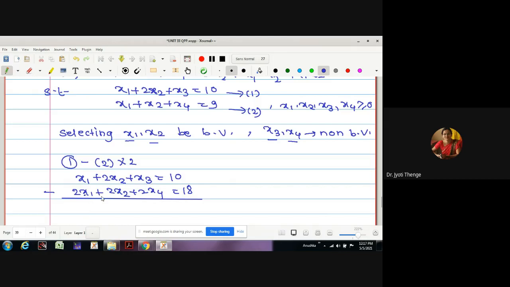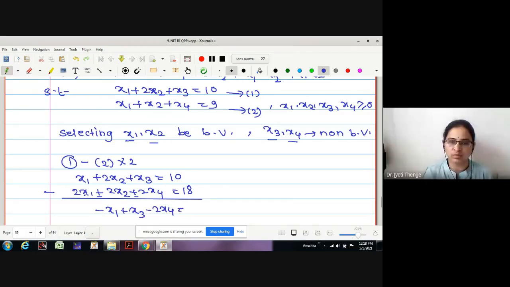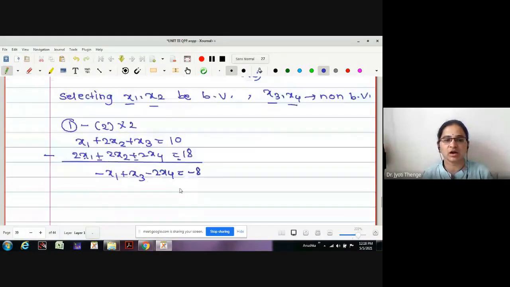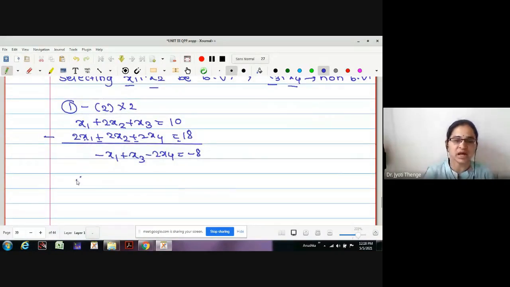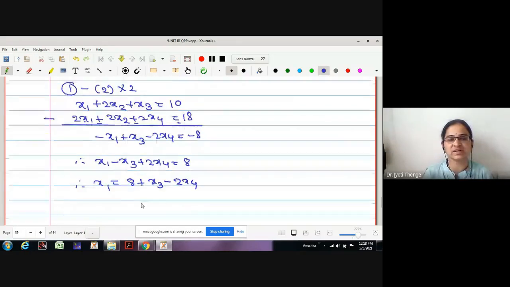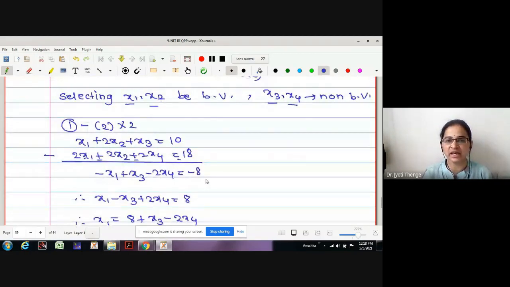Okay, this is negative, negative, negative, therefore we remain with minus x1 plus x3 minus 2x4 equal to minus 8. Now let me find out the value of x1. Let us absorb the negative first. It gives me x1 minus x3 plus 2x4 is equal to plus 8. Therefore x1 we will get as 8 plus x3 minus 2x4. Therefore, this is the value of a basic variable x1 in terms of x3 and x4.